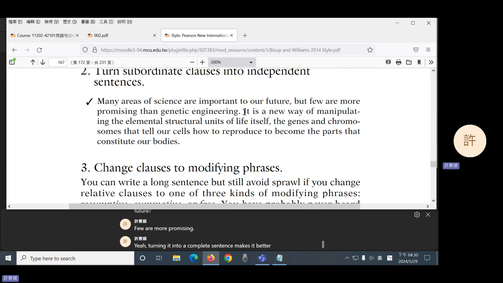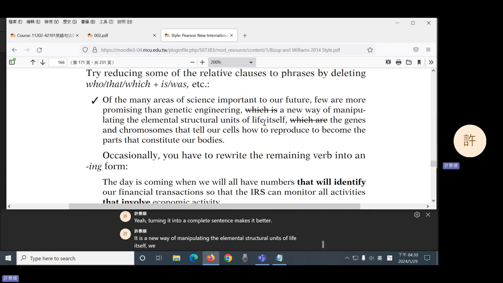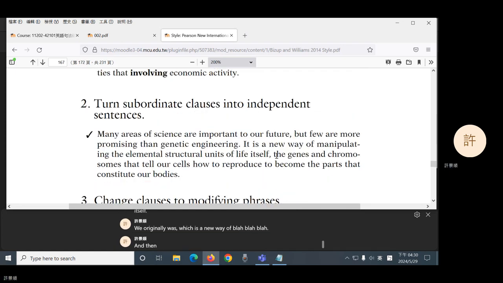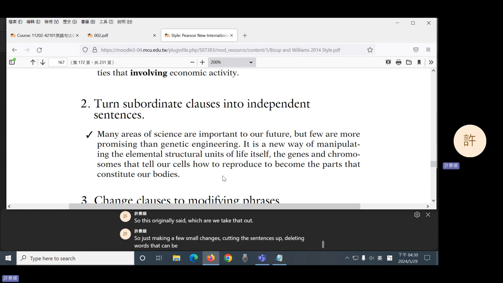It is a new way of manipulating the elemental structural units of life itself. It originally was, which is a new way of blah, blah, blah. And then the genes and chromosomes. So this originally said, which are, we take that out. So just making a few small changes, cutting the sentences up, deleting words that can be deleted, makes the sentence better.